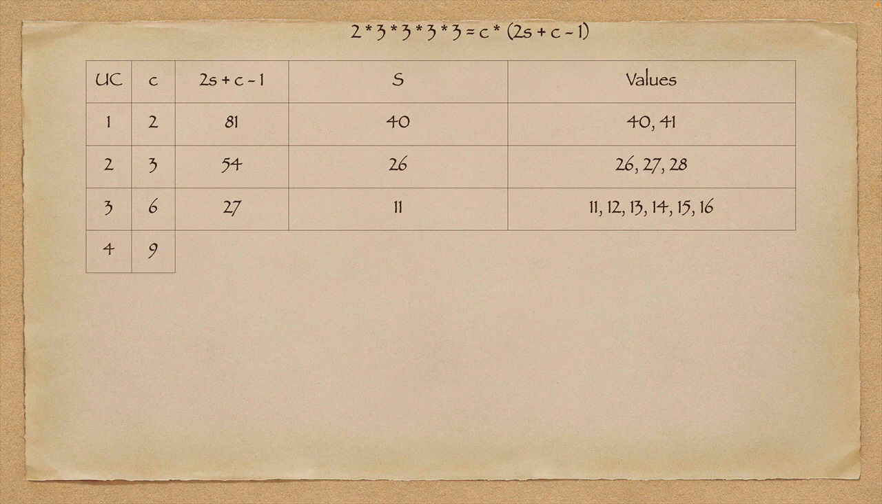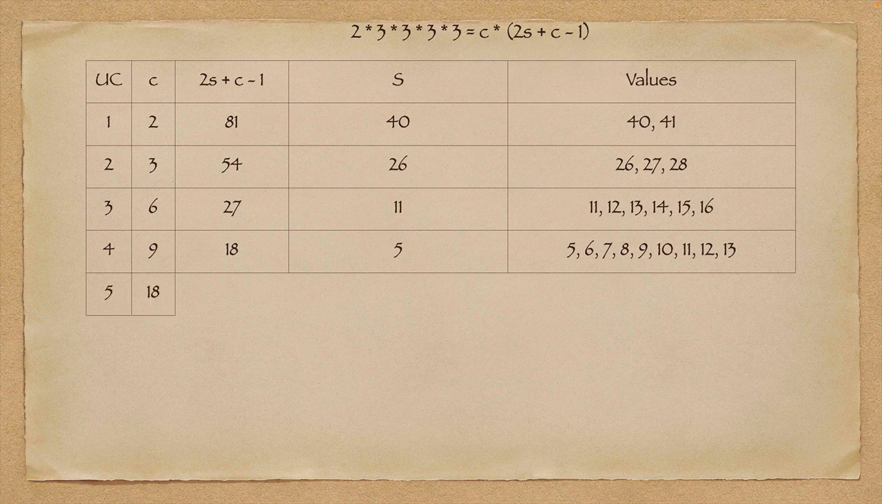The next one is where C is 9, which is 3 times 3. And therefore, I'm left with the other one, which is 18. And in this case, S has to be 5. So S is 5 to 13, and this is the case that has been given as the example. This is the longest chain possible.